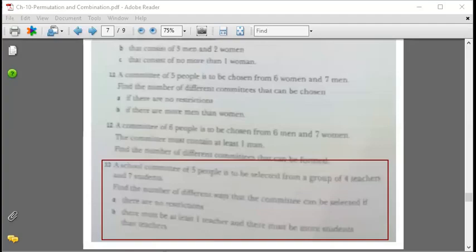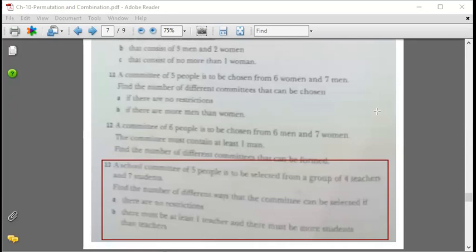Now this is question number 13. According to question number 13, a school committee of 5 people is to be selected from a group of 4 teachers and 7 students. Find the number of different ways that the committee can be selected if there are no restrictions. And B is there must be at least one teacher and there must be more students than teachers. Okay, so we go with the part A at first.